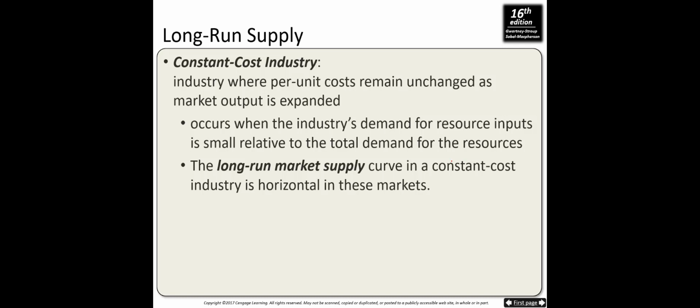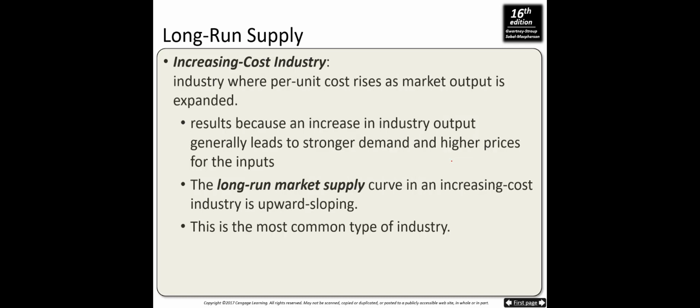But there are other long-run supply curves too. Constant cost industry: per unit costs remain unchanged as market output is expanded. This occurs when the industry's demand for resource inputs is small relative to the total demand for the resources. The long-run market supply curve in a constant cost industry is horizontal in these markets.